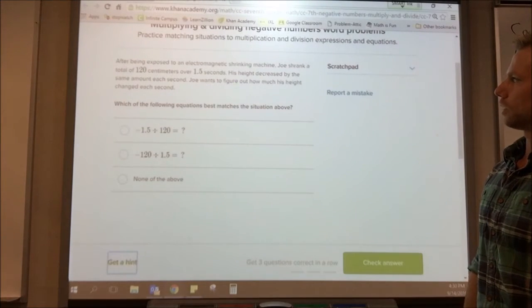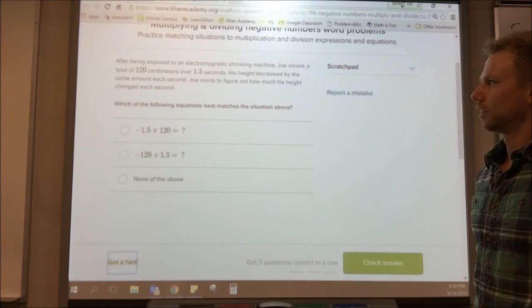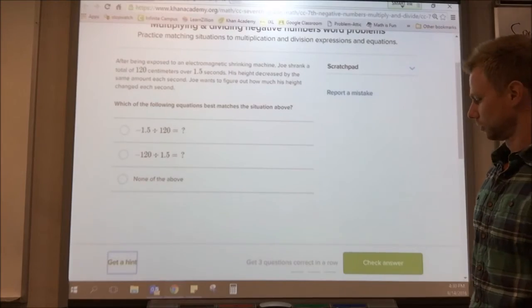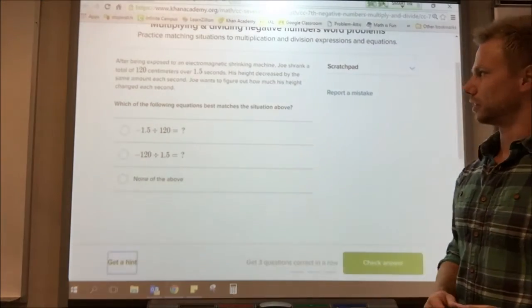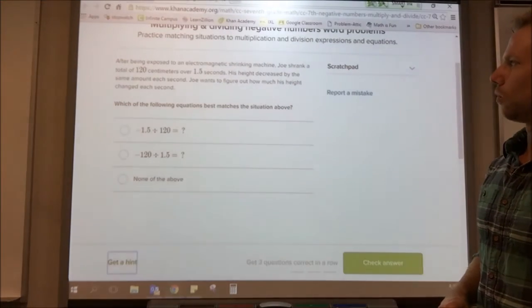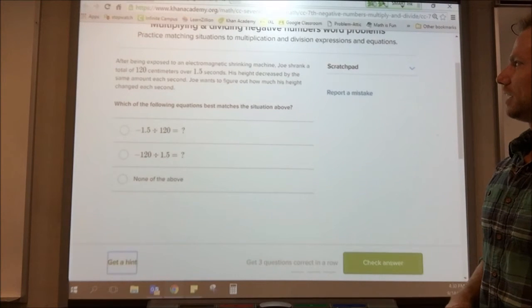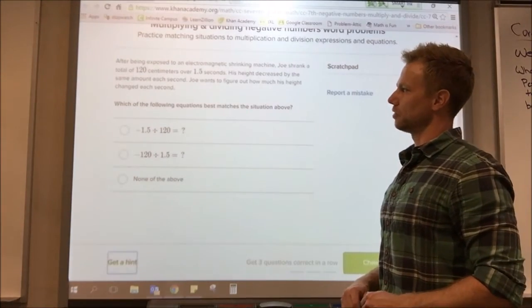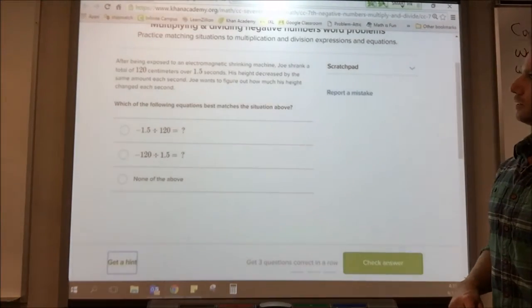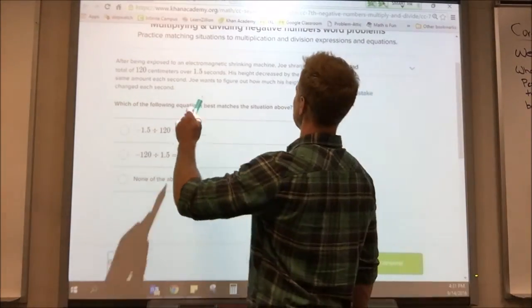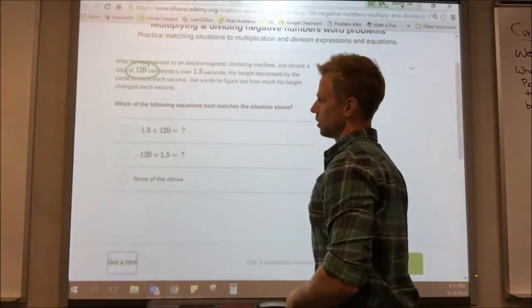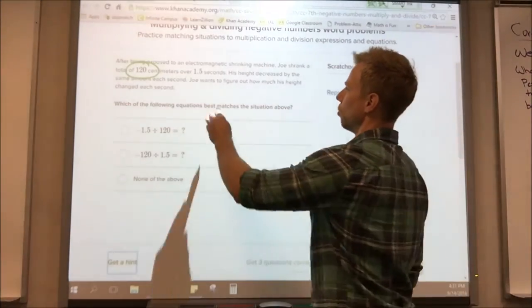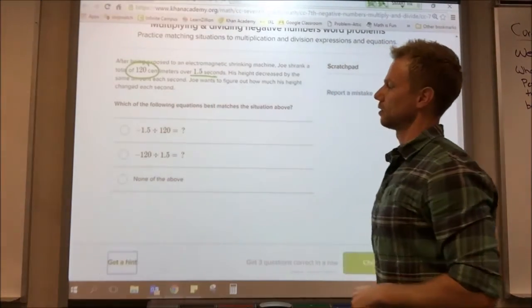After being exposed to an electromagnetic shrinking machine, Joe shrank a total of 120 centimeters. Okay, interesting. Over 1.5 seconds. His height decreased by the same amount each second. Joe wants to figure out how much his height changed each second. Okay, so the total change is 120 centimeters over 1.5 seconds.